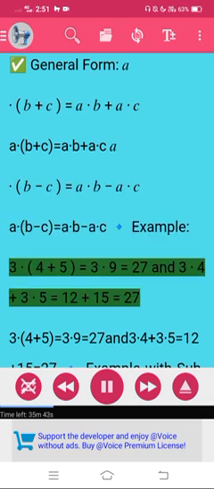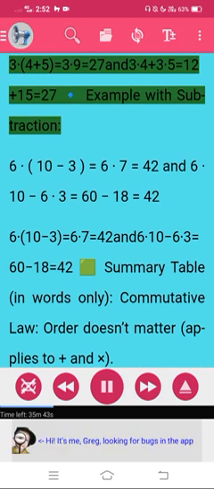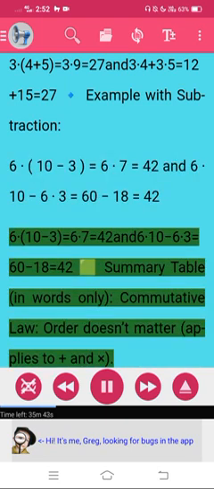Example: 3 · (4 + 5) equals 3 · 9 equals 27, and 3 · 4 plus 3 · 5 equals 12 plus 15 equals 27. Example with subtraction: 6 · (10 − 3) equals 6 · 7 equals 42, and 6 · 10 minus 6 · 3 equals 60 minus 18 equals 42.